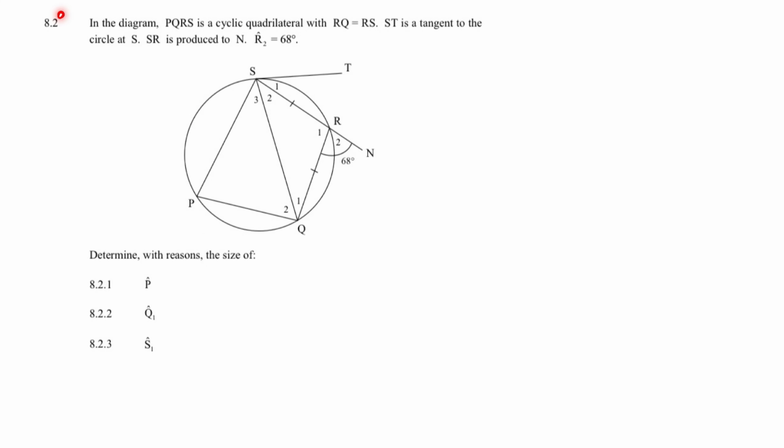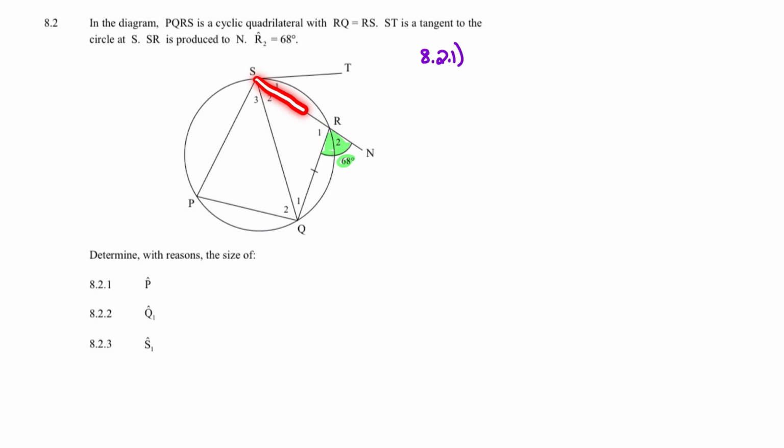Question 8.2. In the diagram, PQRS is a cyclic quadrilateral with RQ equal to RS. ST is a tangent to the circle at S. SR is produced to N. And R2 is equal to 68 degrees. So I'll mark R2 as 68 degrees. Determine with reasons the size of, and then in 8.2.1, we want to find P.